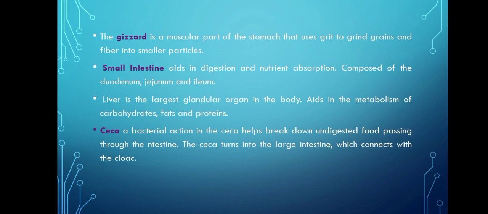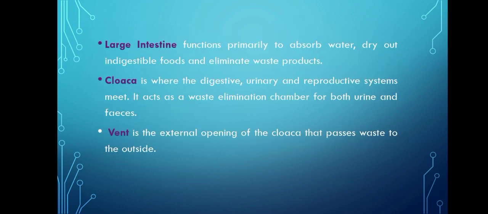The liver is the largest glandular organ in the body and aids in metabolism of carbohydrates, fats, and proteins. The ceca: bacterial action in the ceca helps break down undigested food passing through the intestine. The ceca turn into the large intestine, which connects with the cloaca. The large intestine functions normally to absorb water, dry out indigestible foods, and eliminate waste products.